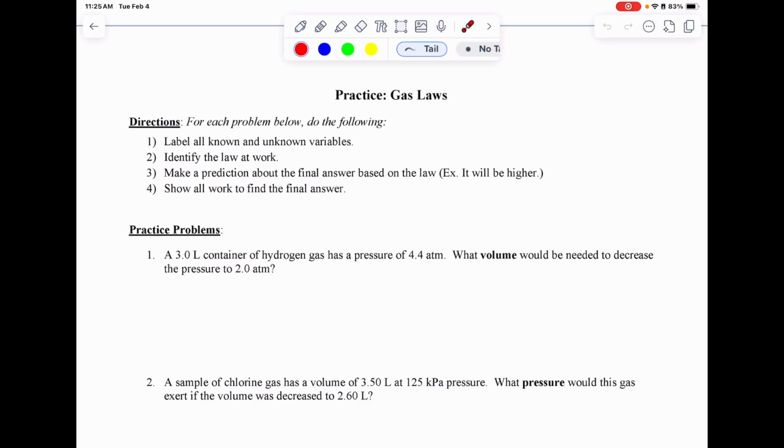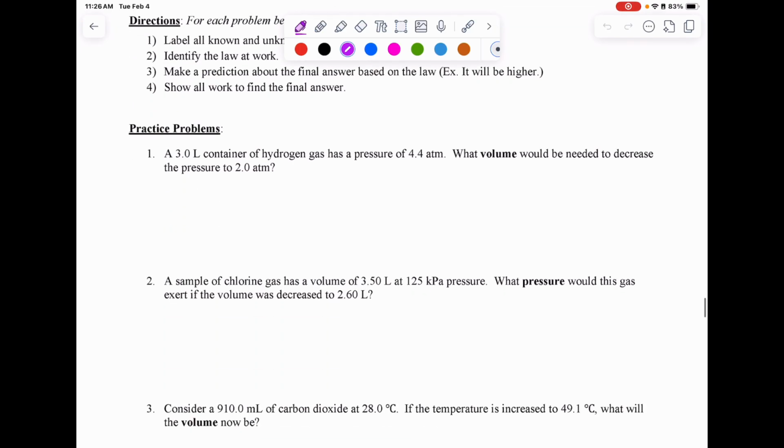All right, y'all remember that foldable we just made with the different gas laws? We're going to be using that to help us out here. Also, you need to make sure you show all of your work for credit in order to get the final answer. Because I'm doing the no work, no credit. Don't show your work. Oh, well. All right, starting with number one.